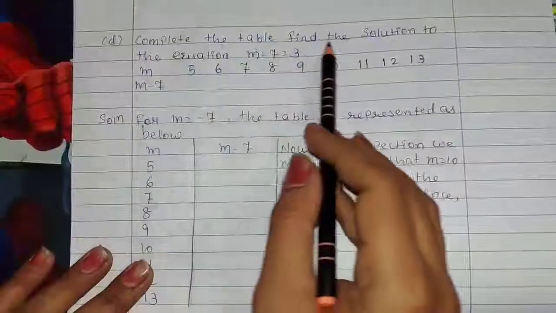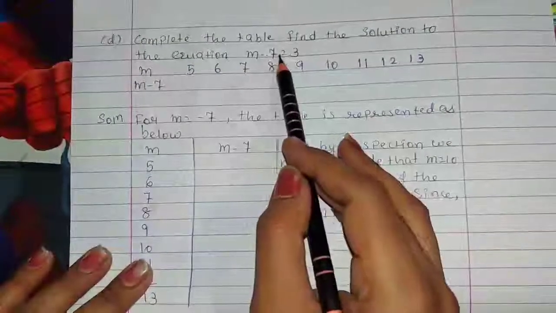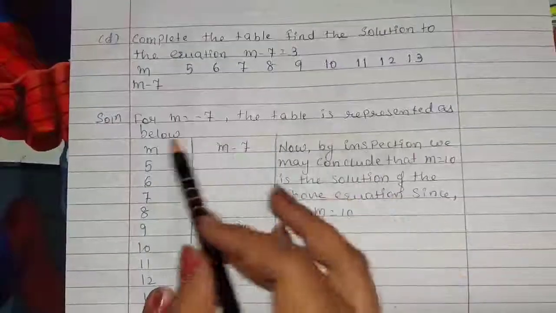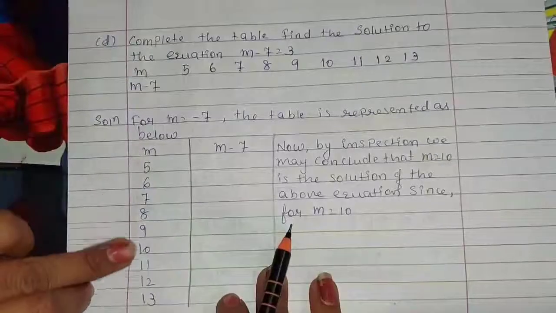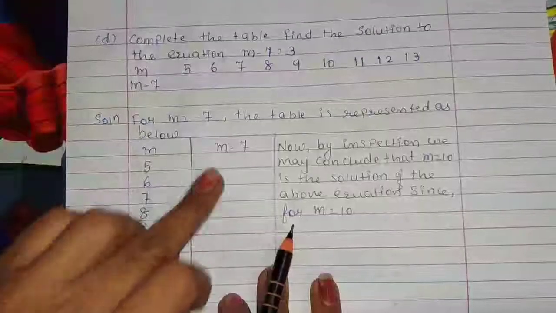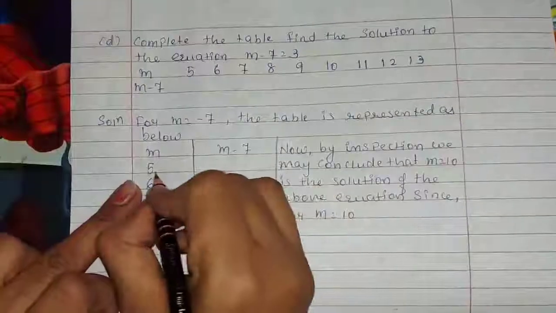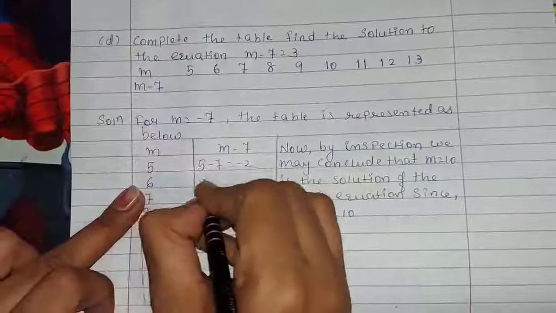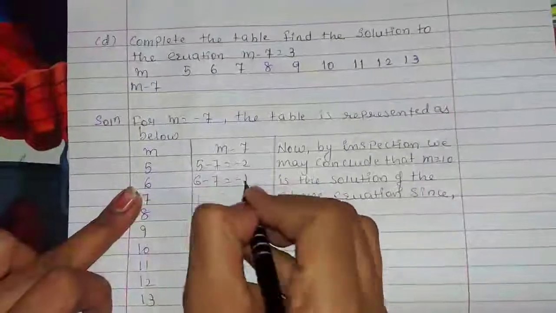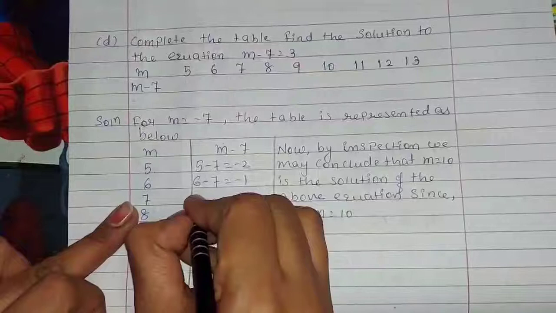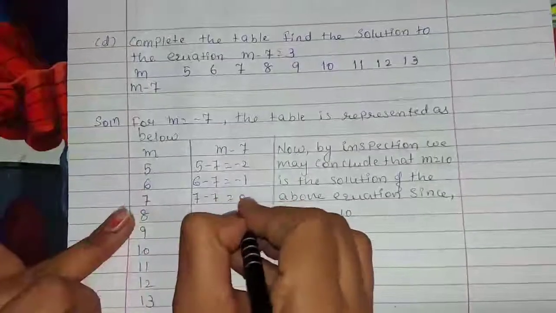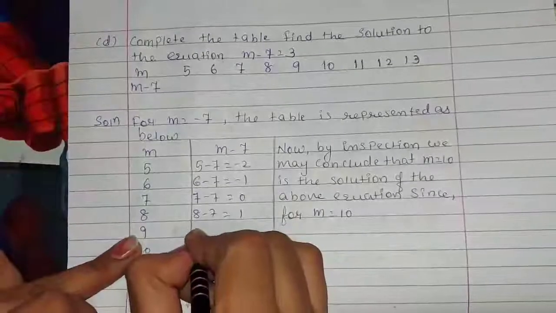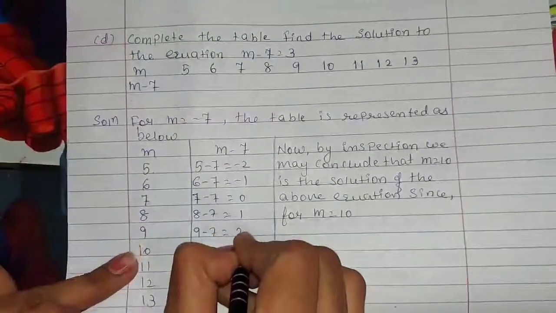Question number D. Complete the table and find the solution of the equation m minus 7 equals 3. Now here for m minus 7, the table is represented below. Here for different values of m we have written, that is given in the question, and let us find the m minus 7 value. So first m equals 5 is there. 5 minus 7 equals minus 2. Then m equals 6. 6 minus 7 equals minus 1. m equals 7. Then 7 minus 7 equals 0. m equals 8. 8 minus 7 equals 1. m equals 9. Then 9 minus 7 equals 2.